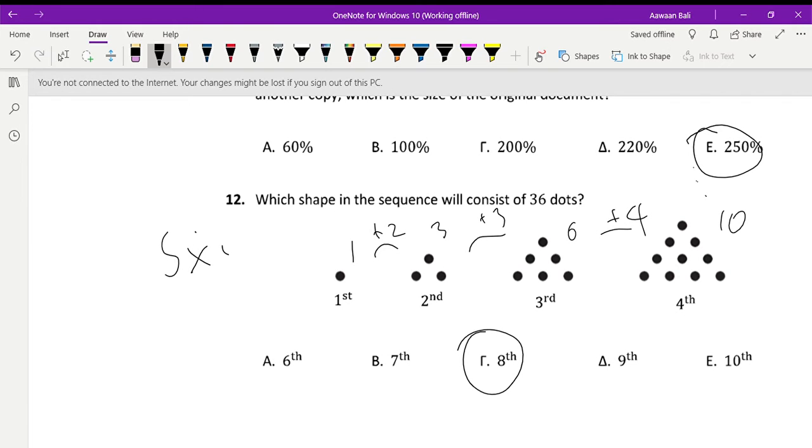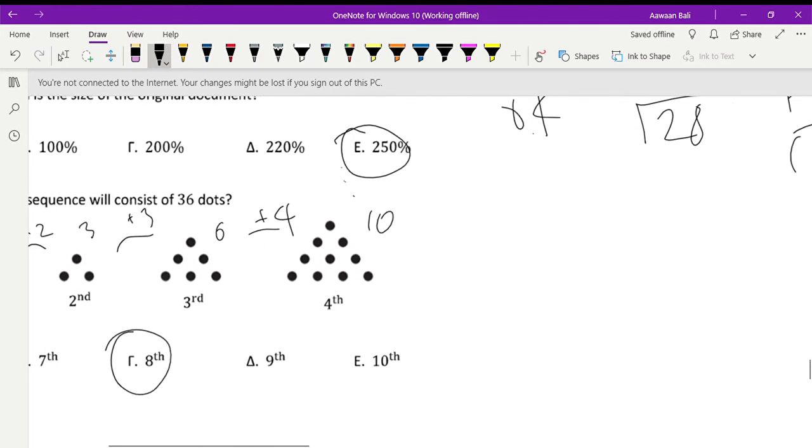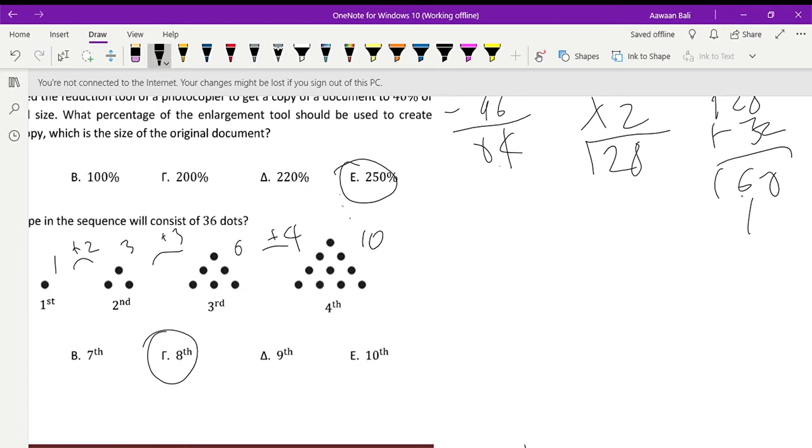Now we can go with 5x minus 4 maybe. 5 minus 4 is 1. 5 times 2, 10 minus 4 is 6. That's where we realized that we're going out of the way. So if we can't find the formula, now we can just do plus 5, plus 6, and then we can just follow this until we get 36 here.